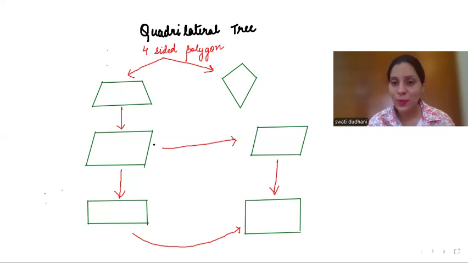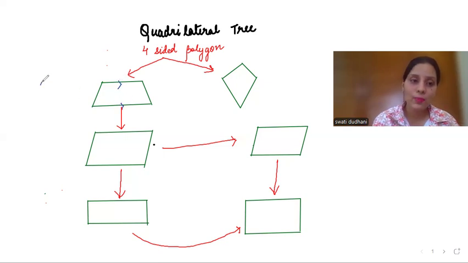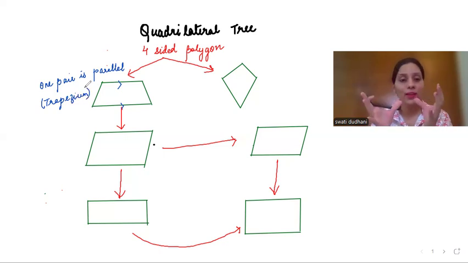Now, a four-sided polygon is a quadrilateral, we all know, and we have so many types of quadrilateral. Now let's see how we prove. To prove, we will first see the tree. A four-sided figure is a quadrilateral. In the quadrilateral, if I prove one pair is parallel, then that quadrilateral becomes a trapezium. So a quadrilateral, if we prove one pair is parallel, automatically becomes a trapezium.